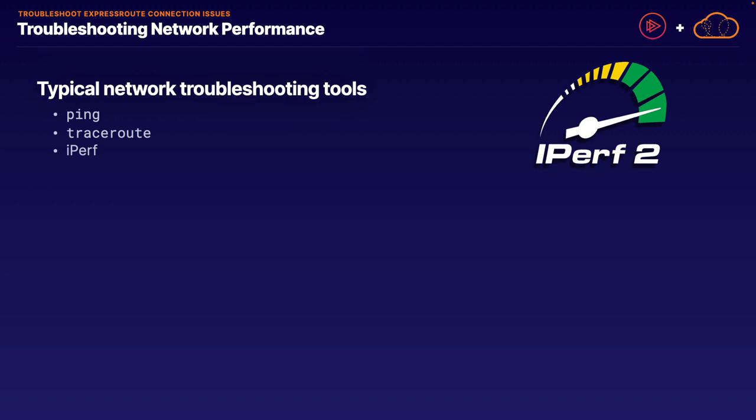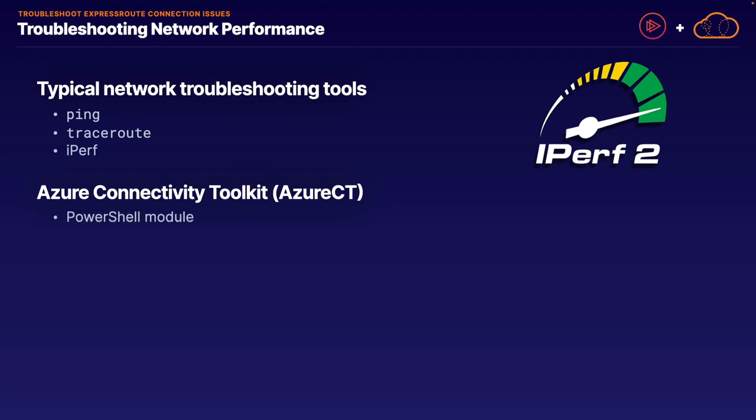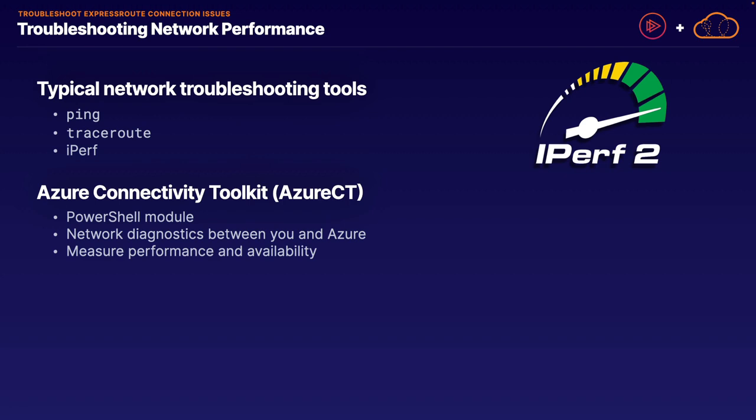However, to get into more Azure-specific solutions, we have a couple options as well. One of those is an open source product called the Azure Connectivity Toolkit, or Azure CT for short, which is actually a PowerShell module. In other words, it runs entirely within PowerShell and can perform a variety of network diagnostics between your on-premises network and the Azure network that you are connecting to. And this PowerShell module can handle duties of measuring performance and also general availability as well.